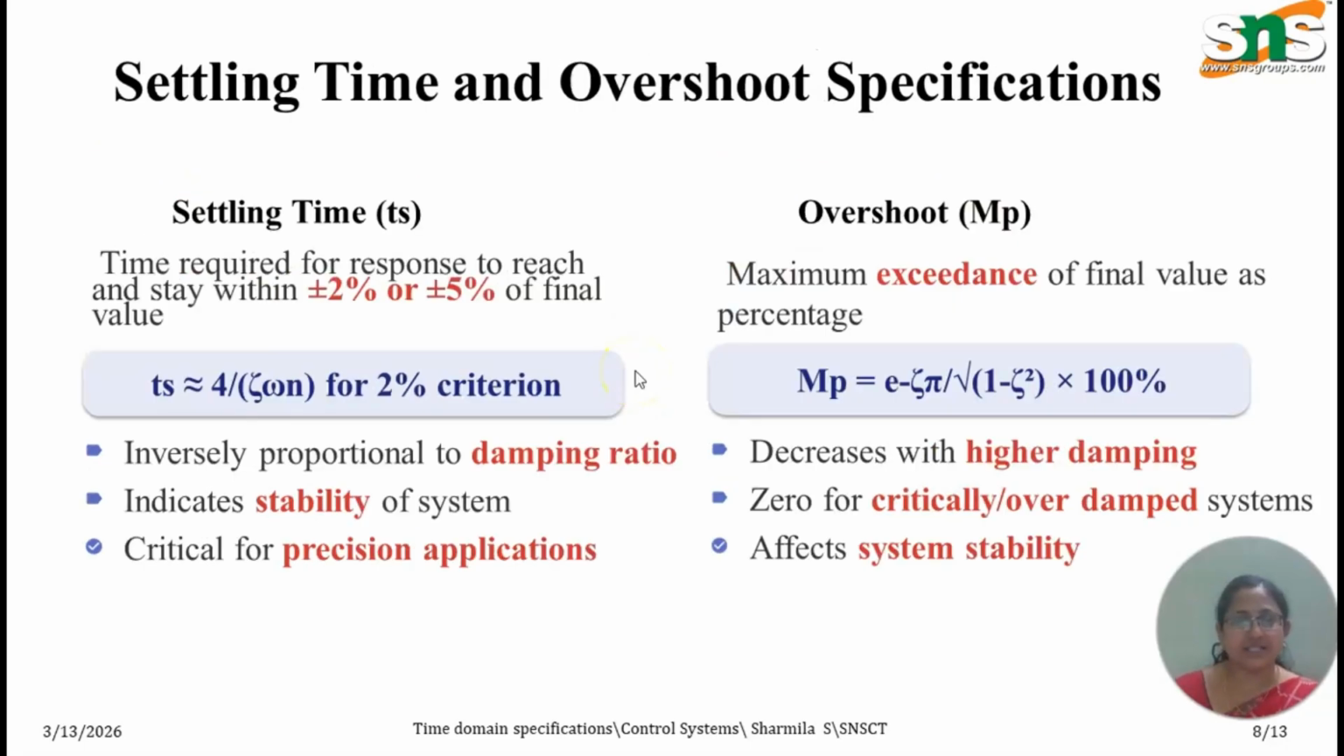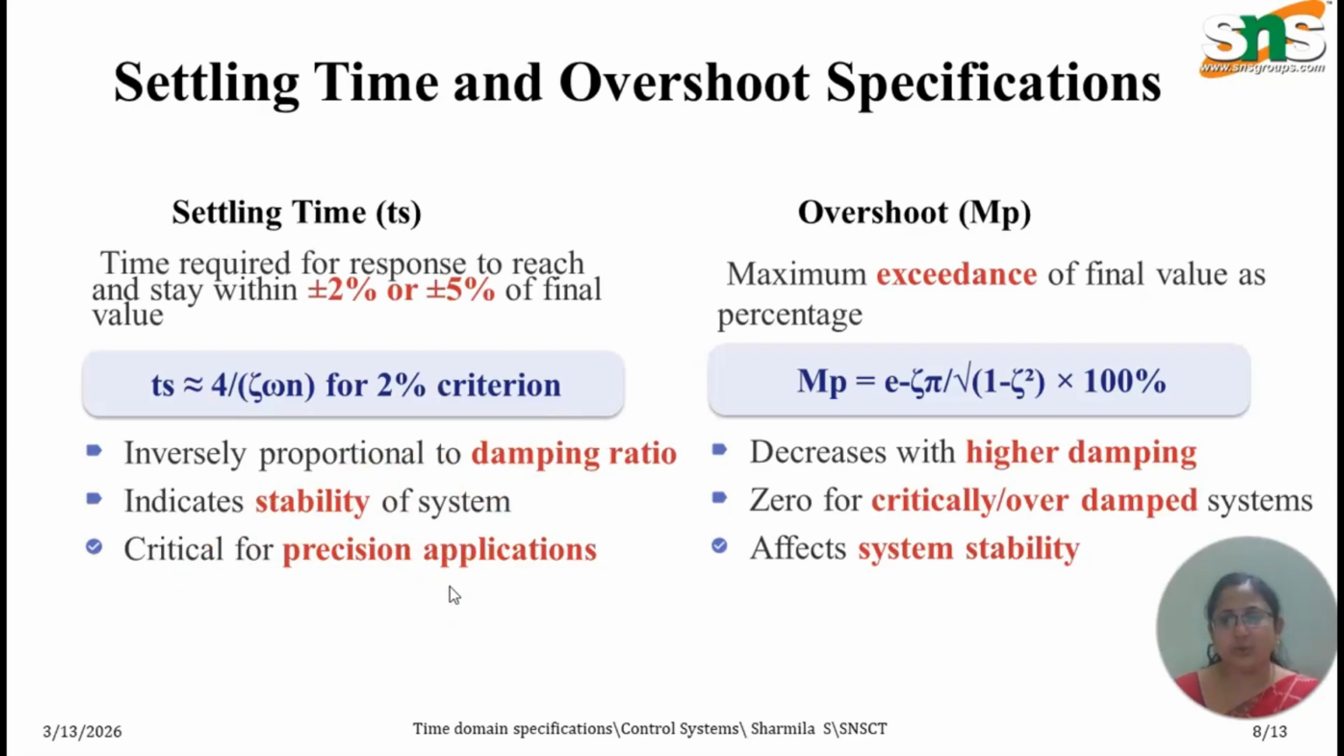Next are the settling time and overshoot specifications. Settling time is the time taken for the response to stay within a certain range, usually plus or minus 2% or plus or minus 5% of the final value. It indicates the system stability. Ts is approximately equal to 4 divided by zeta omega n for the 2% criterion. It is inversely proportional to the damping ratio and is critical for precision applications.